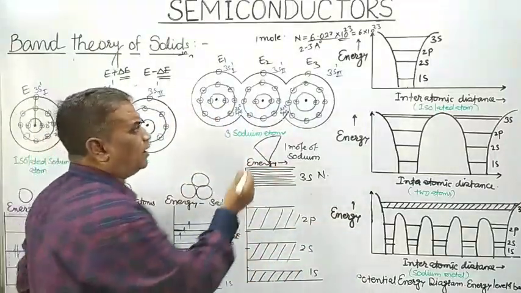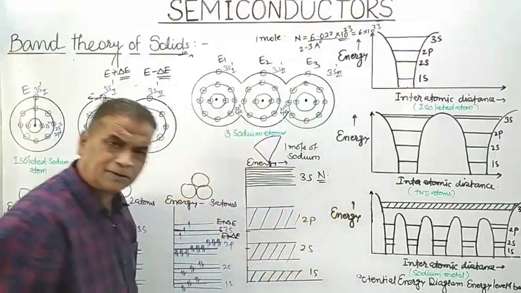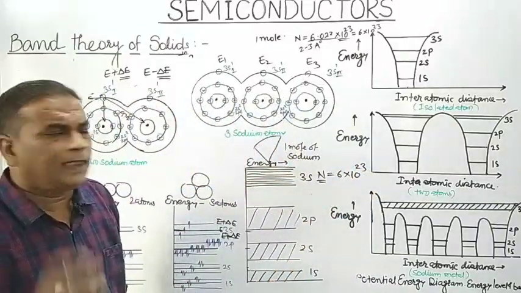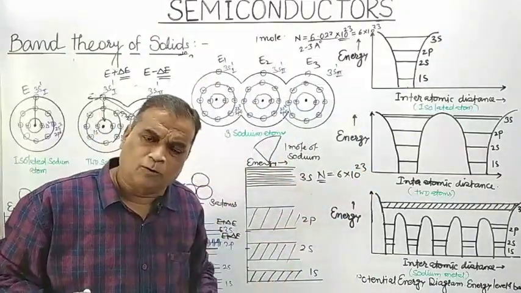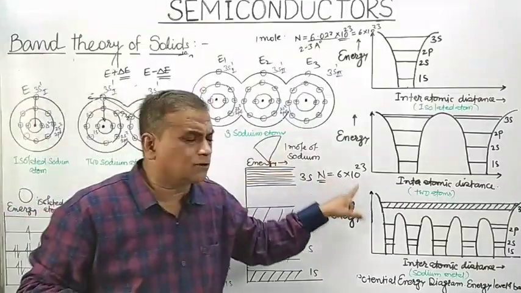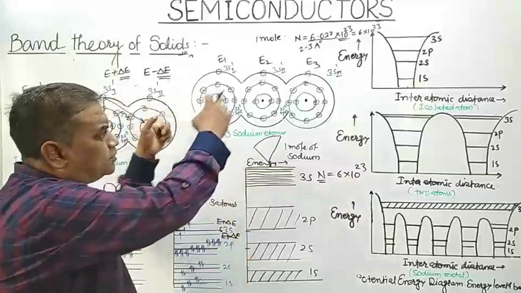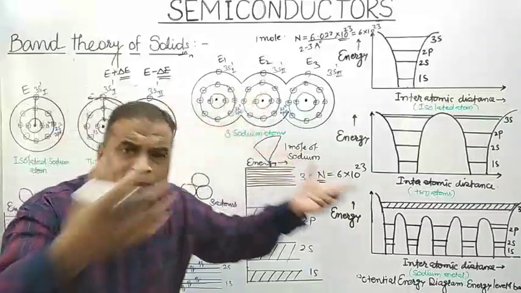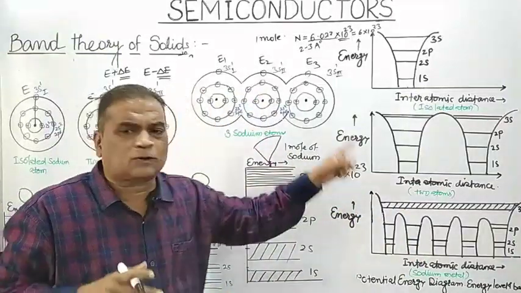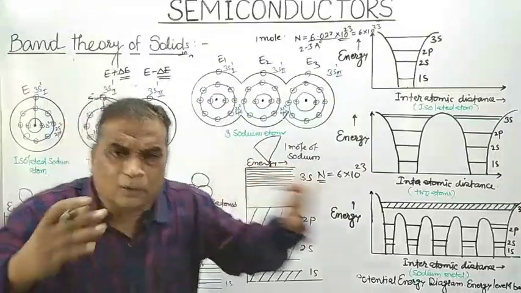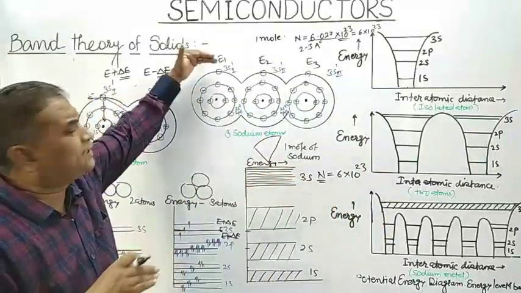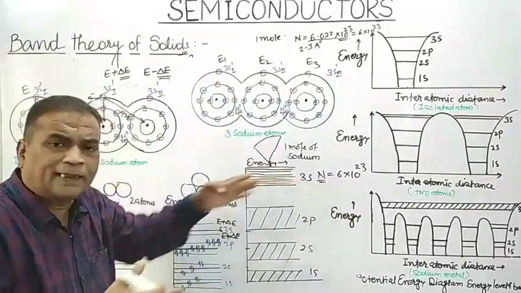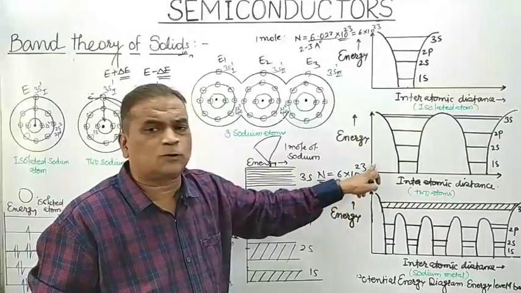How many energy levels are there? Because in all we are having n number of atoms. N is equal to 6 into 10 to the power 23 atoms are there. Each atom has 1 electron in its outermost orbit. So, in all there are 6 into 10 raised to 23 electrons present in the outermost orbit. They will have a strong interaction with their neighboring atom. Due to that strong interaction, their energies will slightly differ. Means that 3s energy level gets split into 6 into 10 raised to 23 levels.